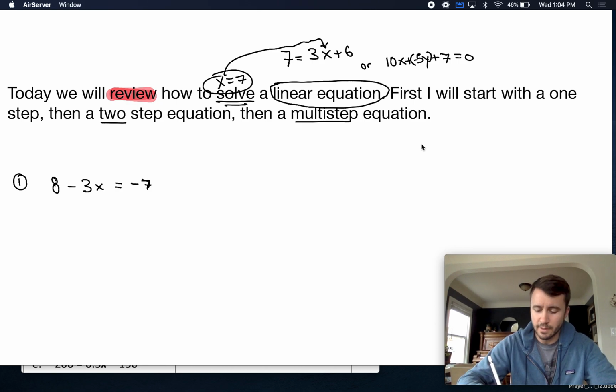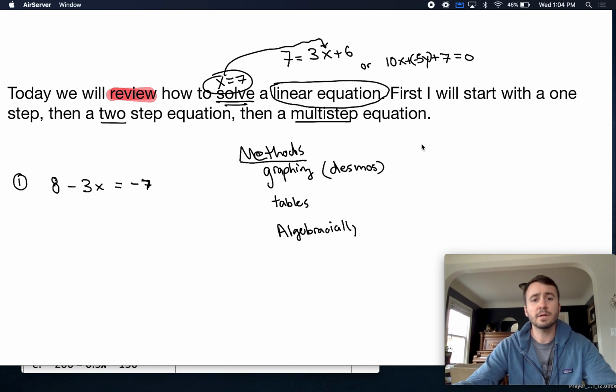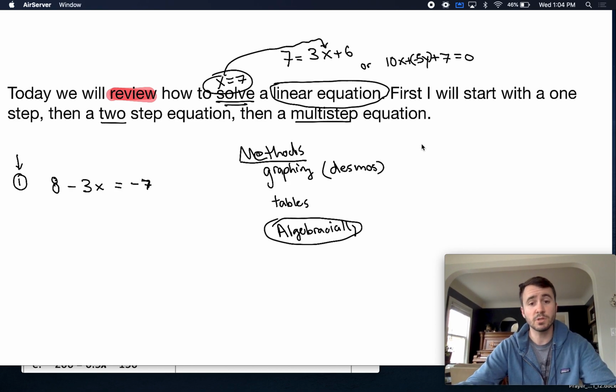We've looked at how to do it by graphing, using tables, or algebraically. So these are the different methods. And remember, you can use Desmos to help you with the graphing method. But what I'd like you to do right now is to pause this video, solve this linear equation, example number 1, on your own, and then press play in a little bit and watch me do it. I'm going to be using the algebraic method, but I can also show you the graphing method in a moment. So pause.